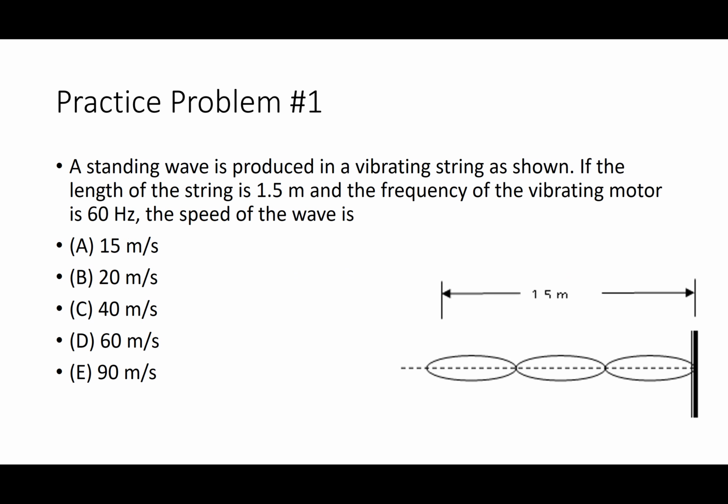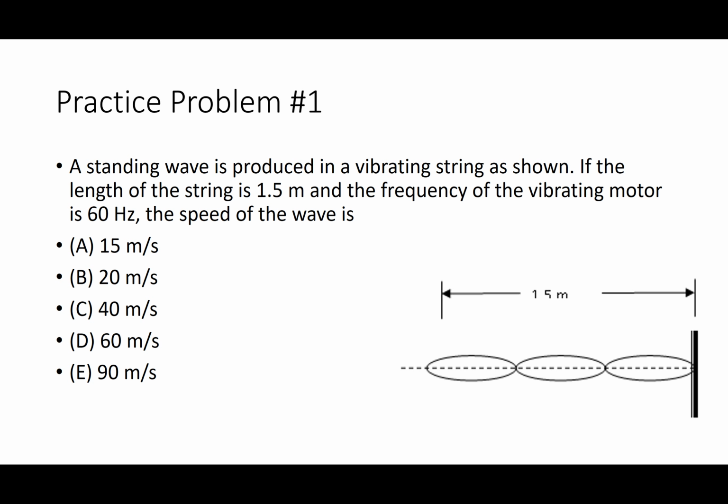Here's practice problem number one. We have a standing wave. It's produced in a vibrating string. Remember, standing waves are produced by interference between waves. The length of the string from end to end is 1.5 meters. And we have a vibrating motor that's vibrating at 60 hertz, 60 cycles per second. We want to know the speed of the wave.